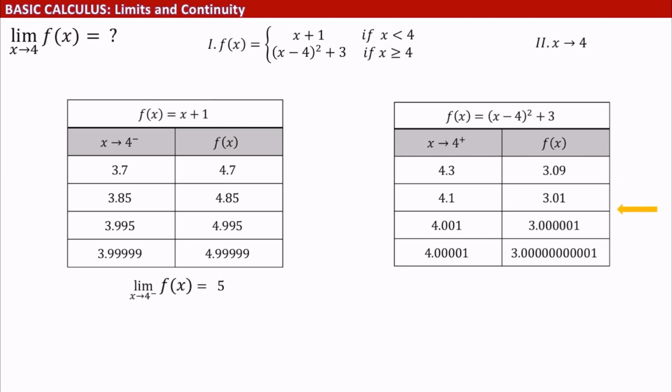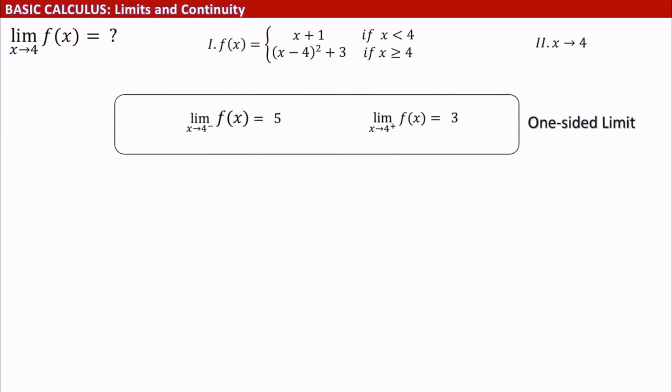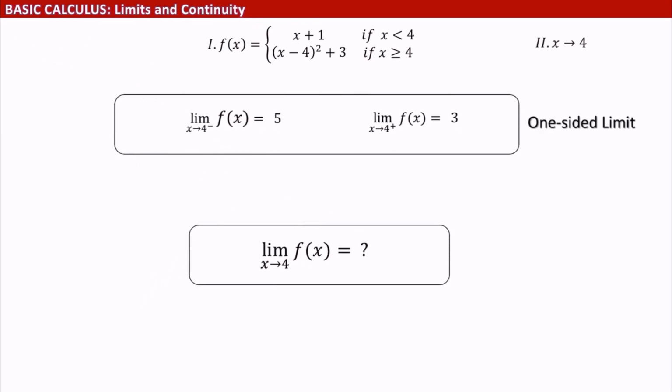Kung mapapansin nyo dito, saang value lumalapit ang ating f of x as x approaches 4 from the right? Obviously, our f of x approaches 3. Therefore, the limit of f of x as x approaches 4 from the right is equal to 3. Now, these are our one-sided limits. For the two-sided limit, tatandaan lang natin na dapat parehas ang ating one-sided limits.